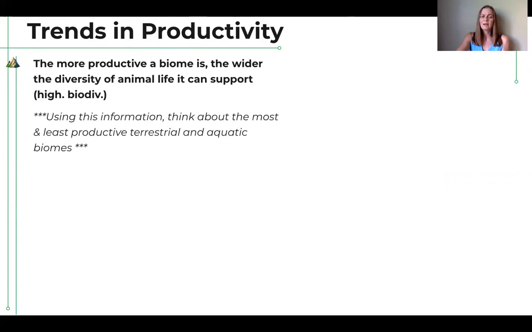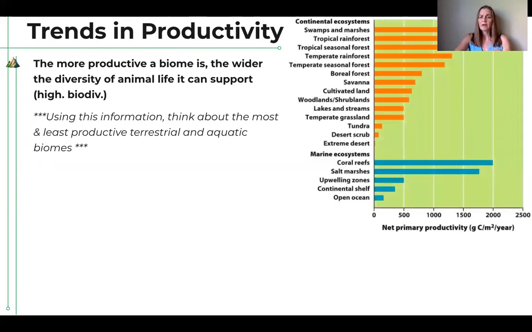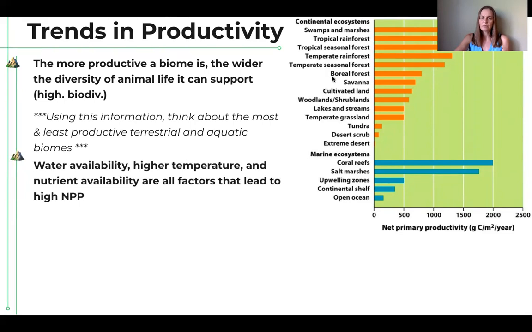So I want you guys to think about the most productive and the least productive terrestrial and aquatic biomes. So here are our biomes. I've arranged them a little bit differently, rather than terrestrial and aquatic. We have our marine ecosystems and then our continental ecosystems. So you'll notice that swamps and marshes, as well as lakes and streams, are both falling in here on the continental ecosystems, even though they're aquatic biomes. And you'll notice, I think, that the most productive continental ecosystems are those swamps and marshes and tropical rainforests. And the most productive marine ecosystems are coral reefs and salt marshes.